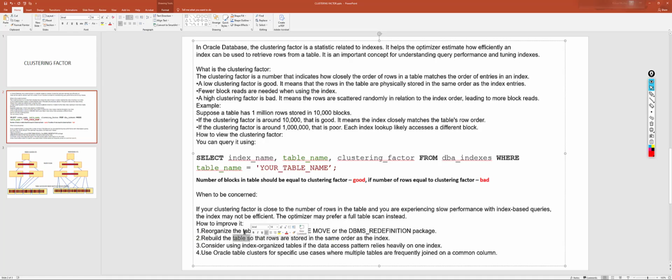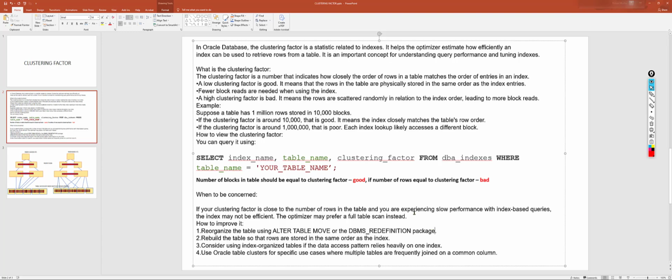So we can create a backup table, insert the original rows into it, then rebuild the original table and rename the backup table. So that's not feasible, right? Once the clustering factor is bad in a production system, it will be very challenging to overcome. So we cannot avoid it as well. The other solution is to use an index organized table, IOT, if the data access pattern relies heavily on one index. So this is also specific to one use case, right?